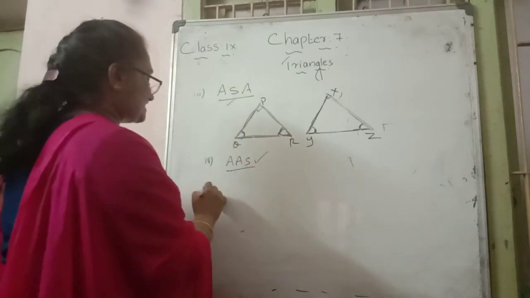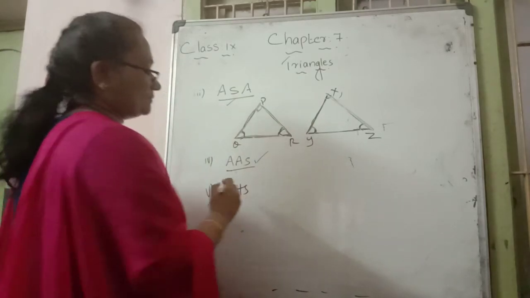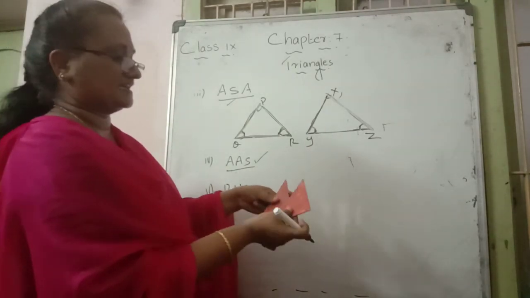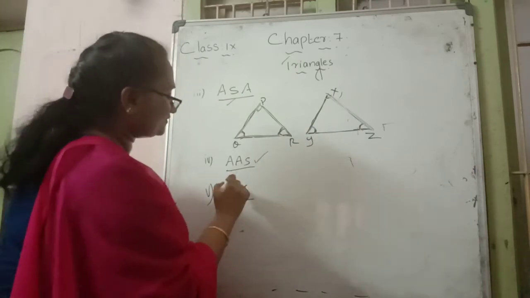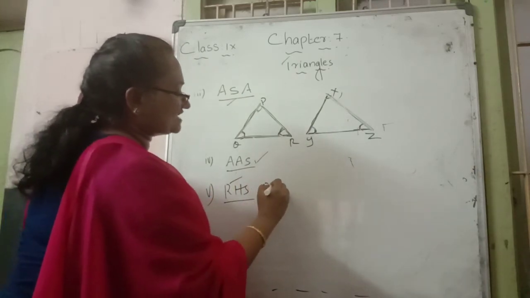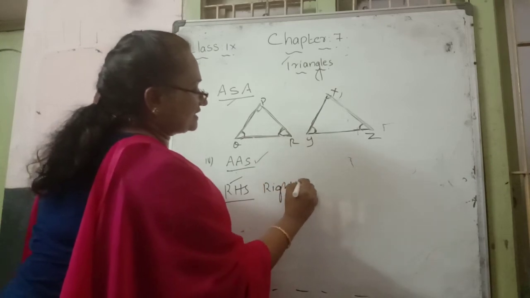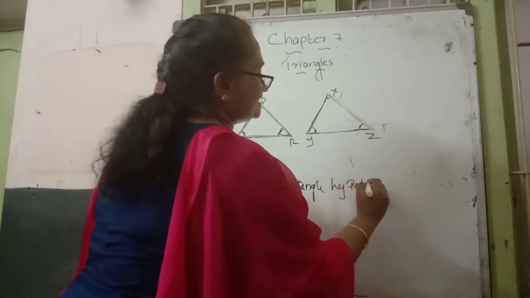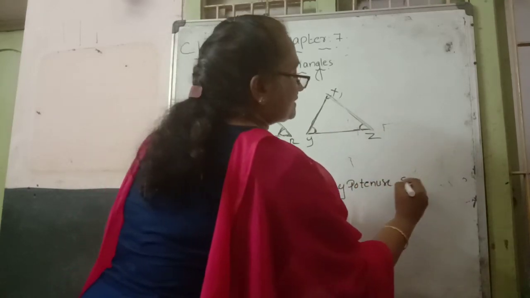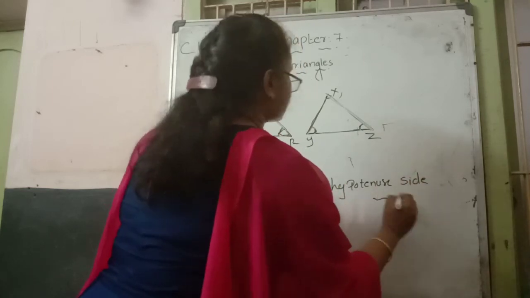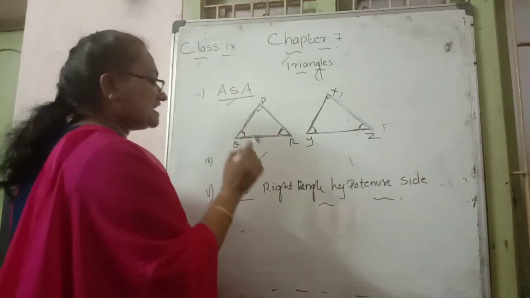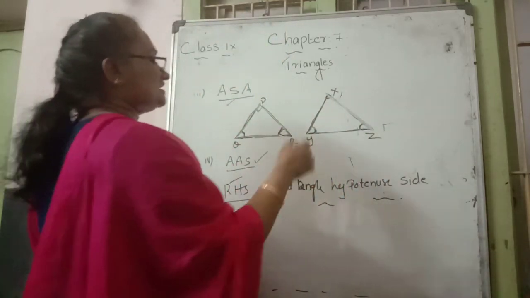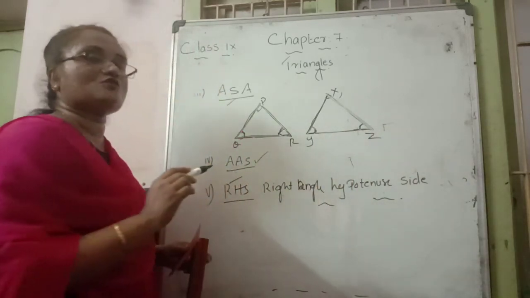One last property is there, the RHS property. RHS property tells that the letter R represents a right angle, H represents hypotenuse, and S represents side. Full form of RHS means right angle, hypotenuse, and side. Right angle means how many degrees?